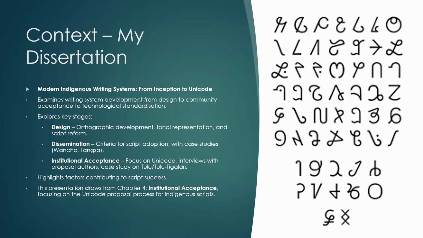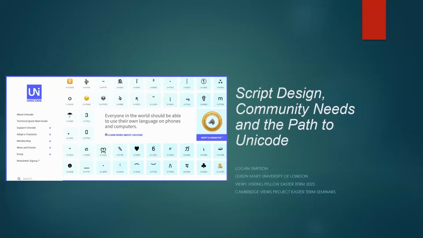So this presentation deals really with that last section, institutional acceptance. I should say as well that the presentation is titled Script Design, Community Needs, and the Path to Unicode, but it's mostly about the path to Unicode. I do talk a bit about design and community needs, but I really have focused on, as you'll see, what it takes to get to Unicode.